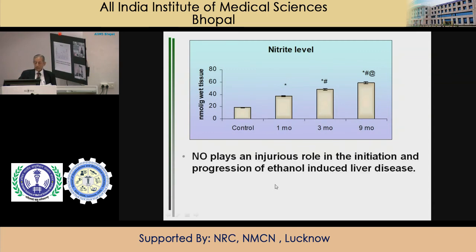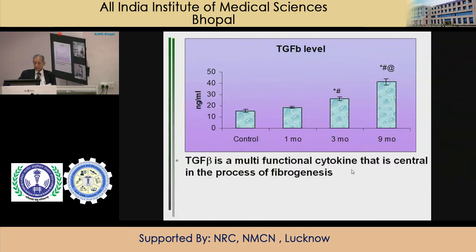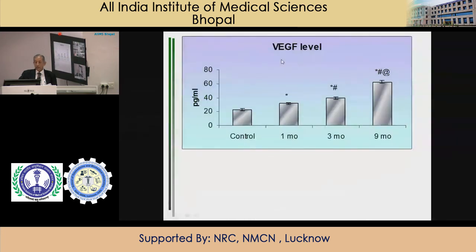Nitric oxide plays an injurious role in the initiation and progression of ethanol-induced liver disease. Control, 1 month, 3 months and 9 months. You can see that the nitrite level, and nitric oxide for that matter, is increasing. Similarly, the transforming growth factor beta level, also control, 1 month, 3 months and 9 months. It is a cytokine, described as an inducer of apoptosis, and ROS may play an important role in mediating its action.